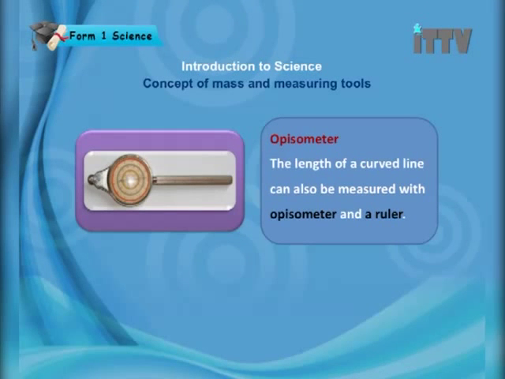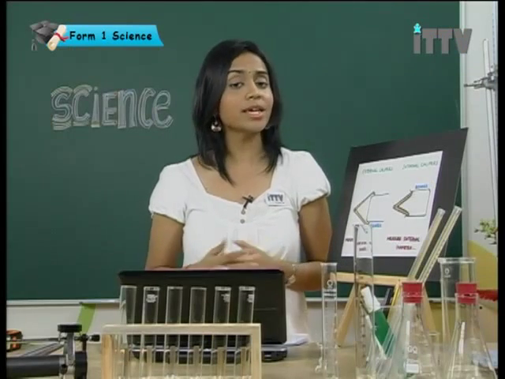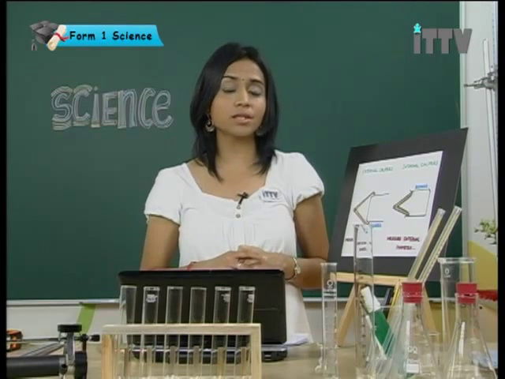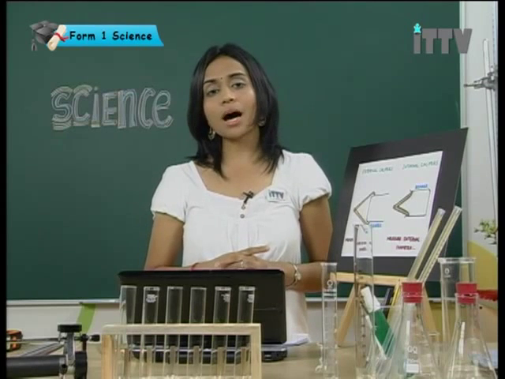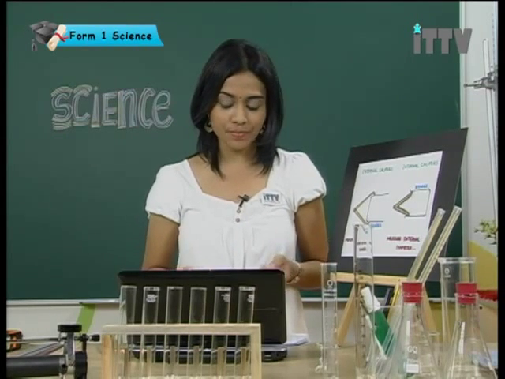Opisometer. The length of a curved line can also be measured with opisometer and a ruler. So remember that for a curved line, we can use thread and ruler or opisometer and ruler to know the length of a curved line. What about the diameter of an object?